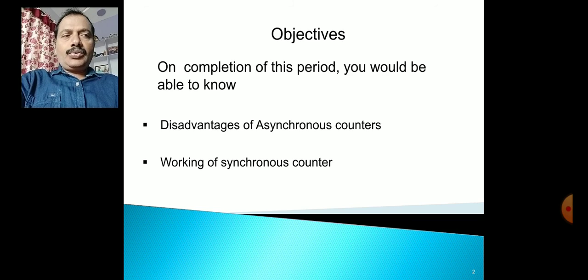Asynchronous counters are also called ripple counters because the clock signal ripples through all the flip-flops. That means the main clock is given to the first flip-flop, and succeeding flip-flops get the clock signal from the previous outputs of the flip-flops. So this is an asynchronous counter.